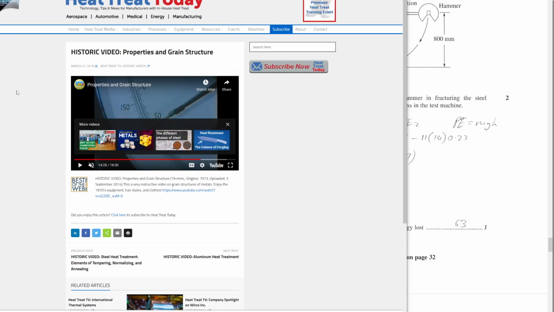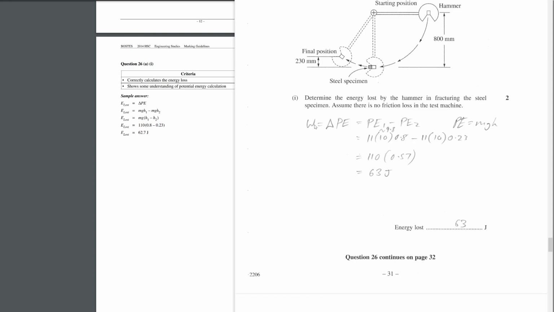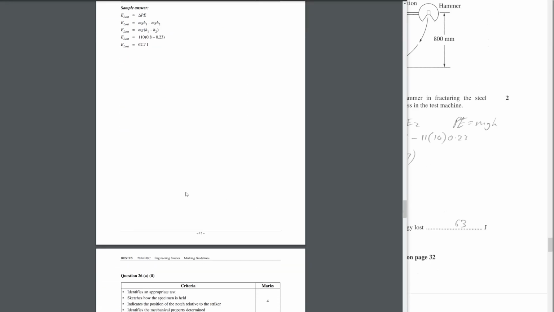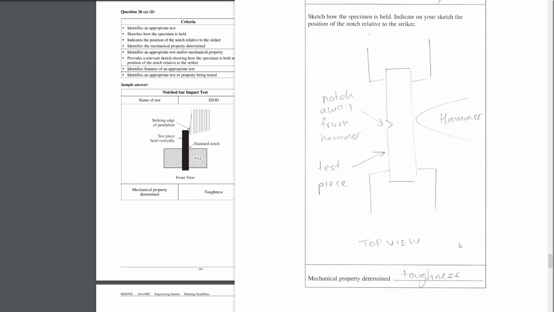To do the calculation, what are we looking at? Work equals change in potential energy, PE1 minus PE2, which is 11 times 10 times 0.8 minus 11 times 10 times 0.23. So the change is 0.57, which is 63 joules. Boom, I rounded up. Now, the next thing is how I drew the Charpy test.